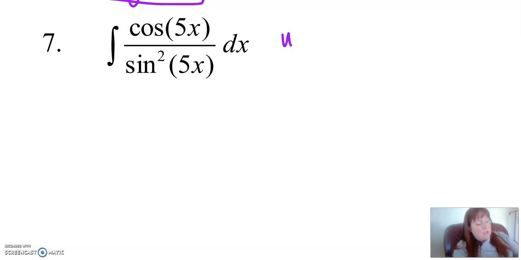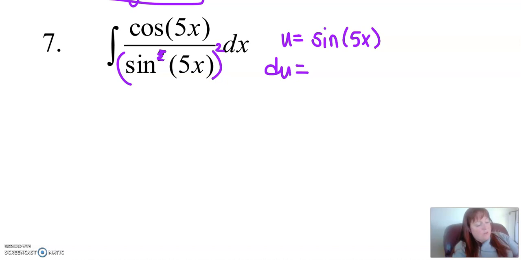So let's try that. So we have a U-substitution of sine of 5x, just sine of 5x, okay? Because remember, this is the same as sine of 5x squared. It's the same thing, so we're just going to put a u in there. Okay, so du equals, well, the derivative of sine is cosine 5x, and then we have to multiply by the derivative of the inside function, which is 5. And then we have dx.